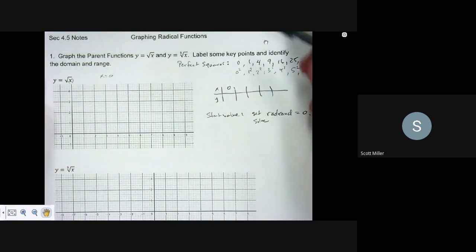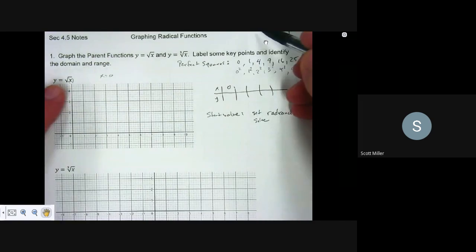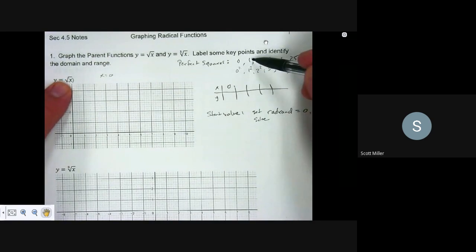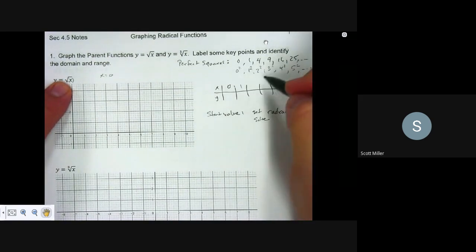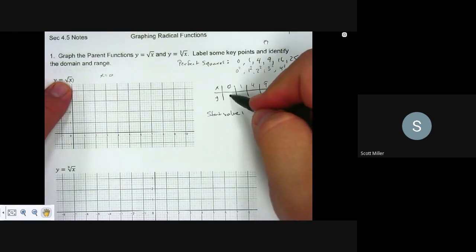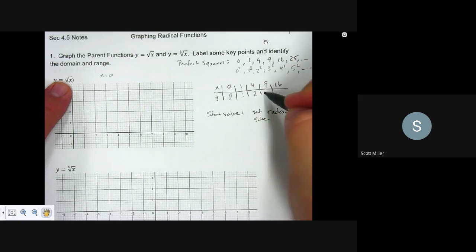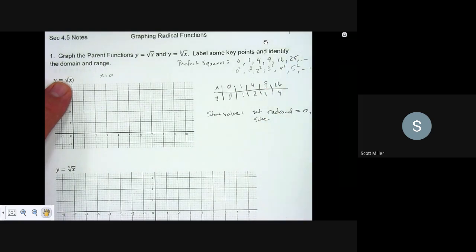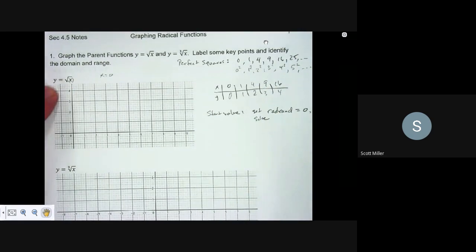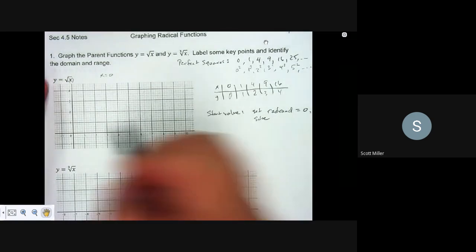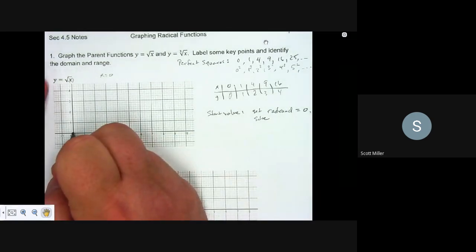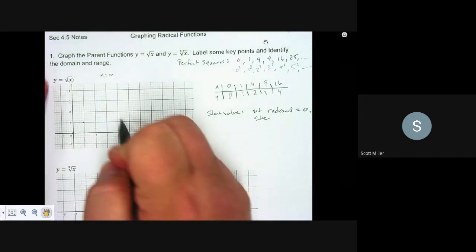And then we want to find what I can plug in for x that will give me a 1. In this case, it's going to be 1, and then it's going to be a 4, a 9, and then 16. When I take the square roots, the answers are going to be 0, 1, 2, 3, and 4. That's basically how this is going to work in both scenarios. So we have a dot at (0, 0), (1, 1), (4, 2), and (9, 3).